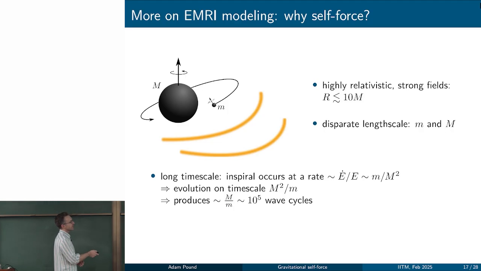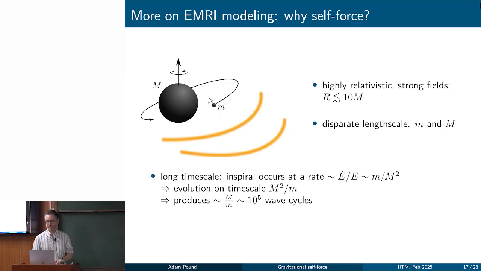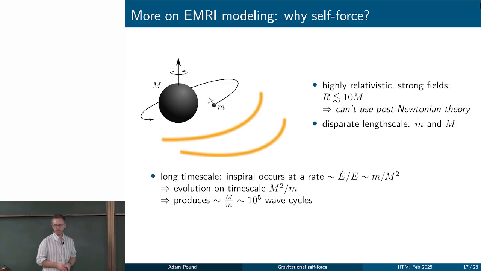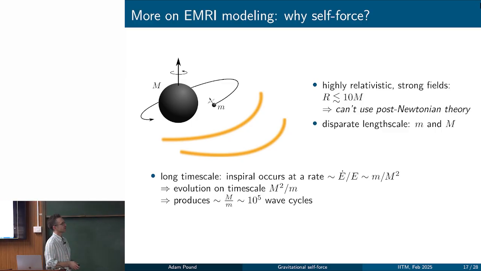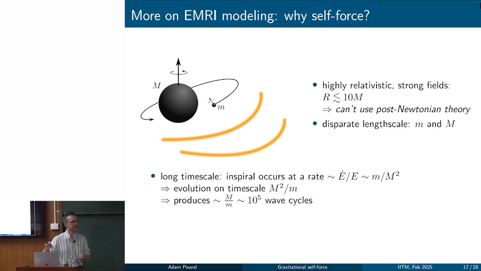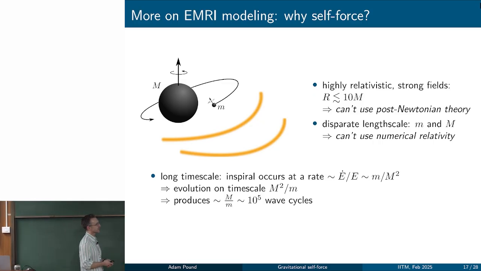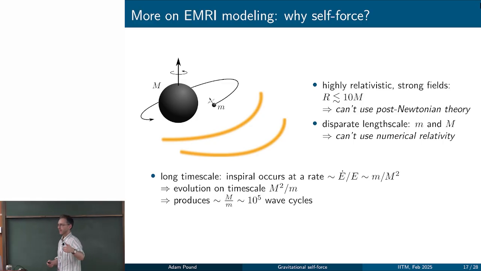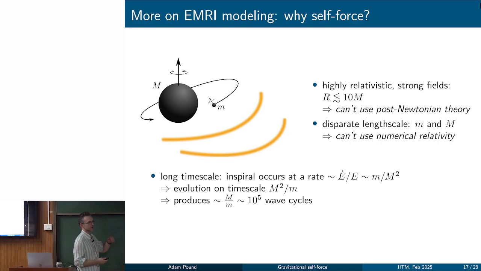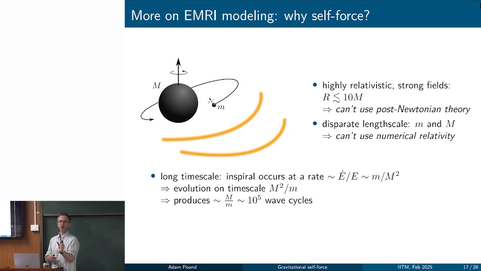As I mentioned before, these are highly relativistic systems. The entire observable signal will be in the very strong field, so post-Newtonian theory is extremely inaccurate in this scenario. Then you have these disparate length scales. The small mass and the big mass are separated by many orders of magnitude in their size, and so a numerical relativity simulation needs to be able to resolve both these scales simultaneously. That increases the cost of a numerical relativity simulation basically by a power of the mass ratio, because your spacing has to be proportional to the mass ratio. You can't take big time steps if you have a small spatial scale in your system.